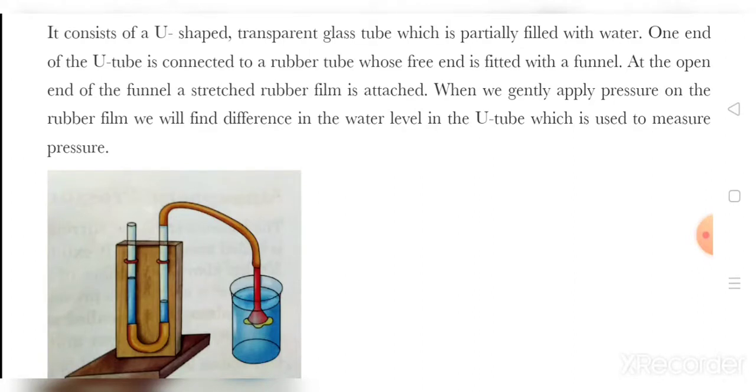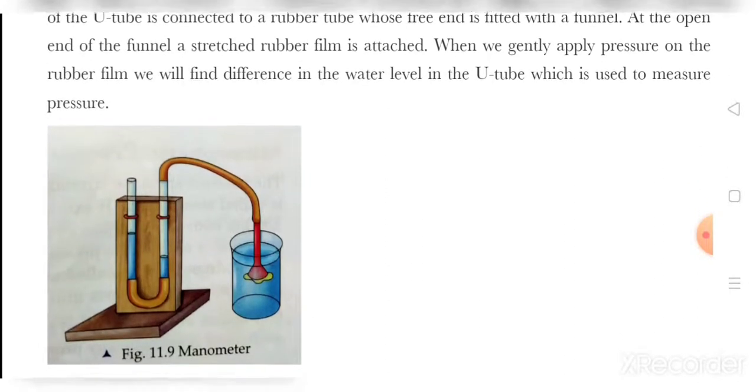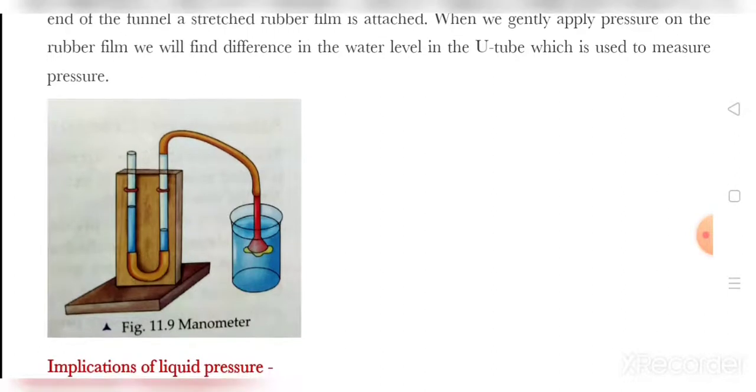At the open end of the funnel, a stretched rubber film is attached, and when we gently apply pressure on the rubber film, we can find that there is a difference in the water level in the U-tube. That means the level will rise or drop, and according to that we can measure the pressure applied on the rubber film. So by using the manometer we can calculate the pressure of the liquid.